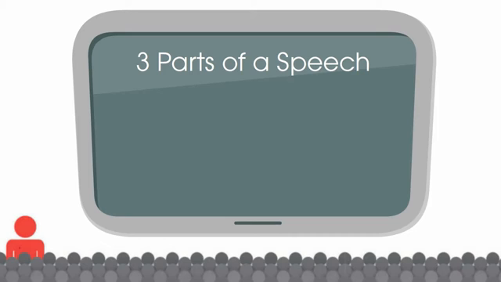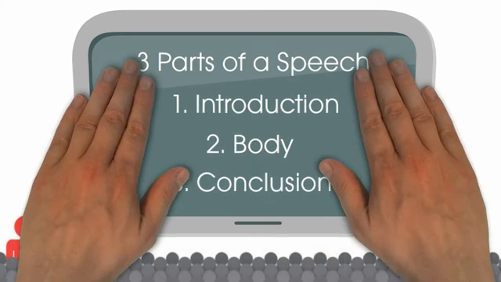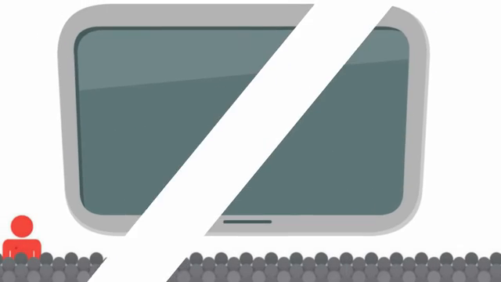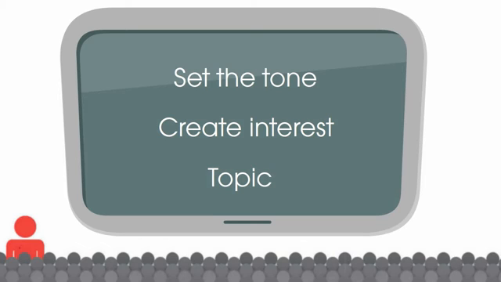A speech is comprised of three parts: the introduction, body, and conclusion. We're going to start at the beginning with the introduction. The introduction is where you set the tone for your entire speech, create interest, and let your audience know what you're going to be talking about.